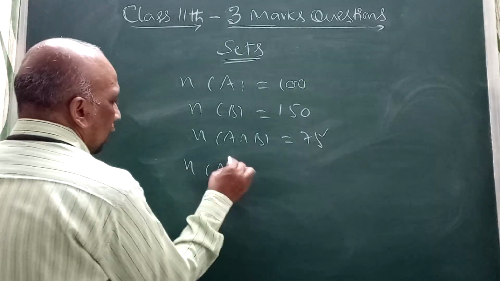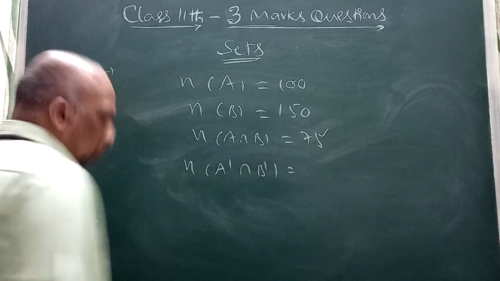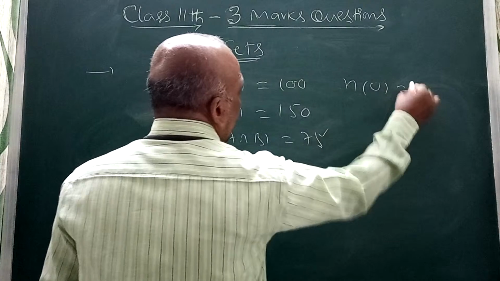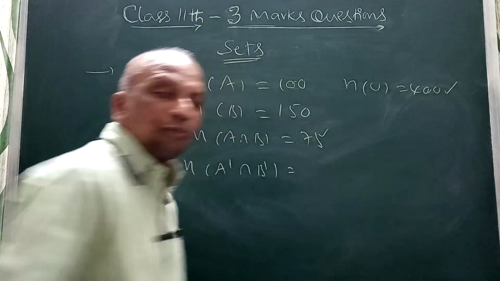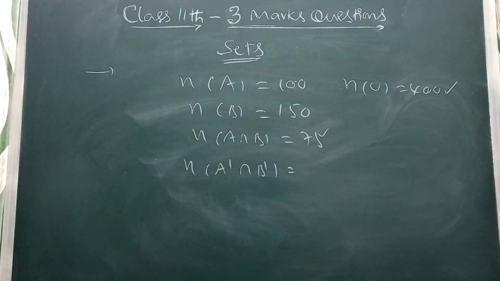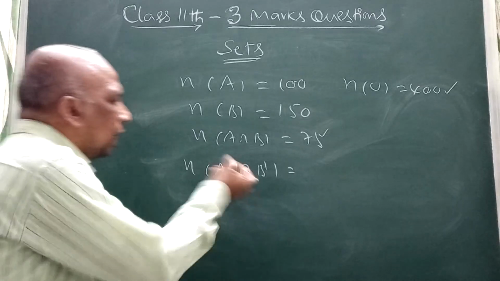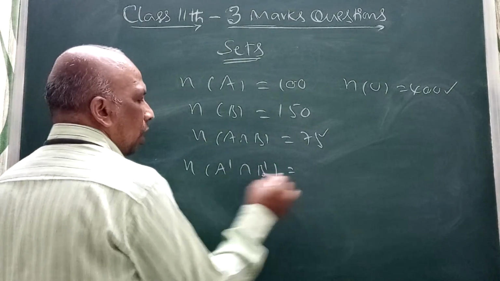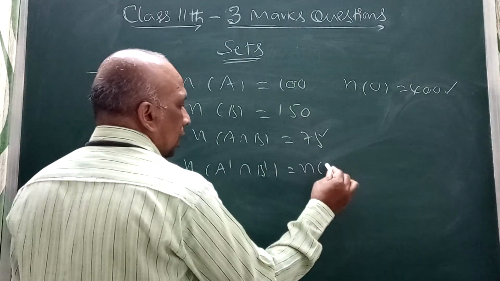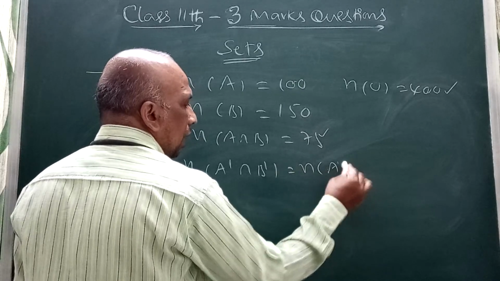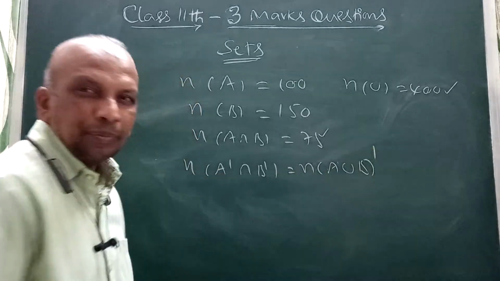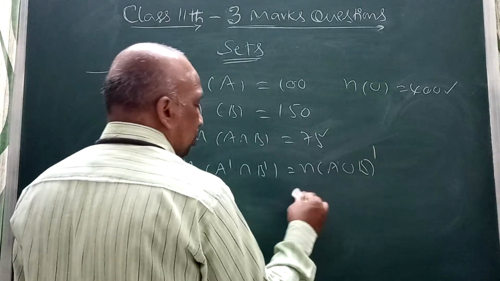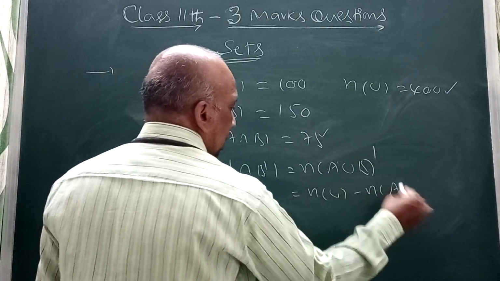Maybe they are asking n of A intersection B dash. Out of 400 students, I can consider n of u is equal to 400. They are asking n of A dash intersection B dash, neither apple juice nor orange juice. You can see De Morgan law. A dash intersection B dash I can write as n of A union B whole dash complement. A dash means u minus A. N of A union B whole dash means n of u minus n of A union B.